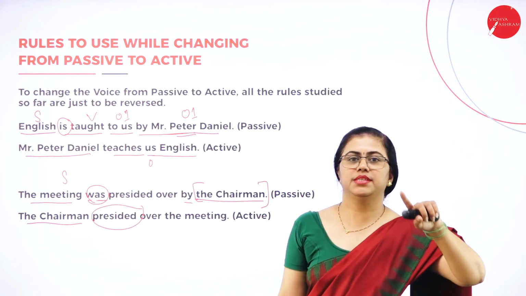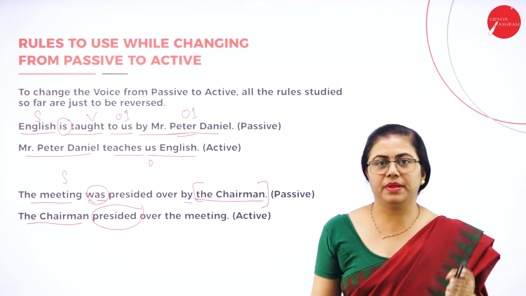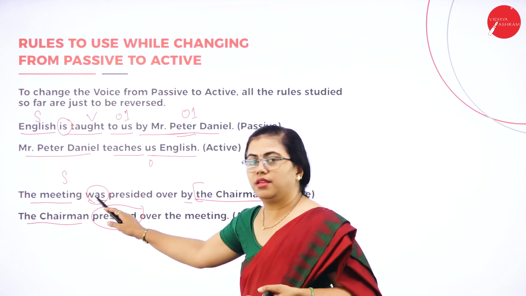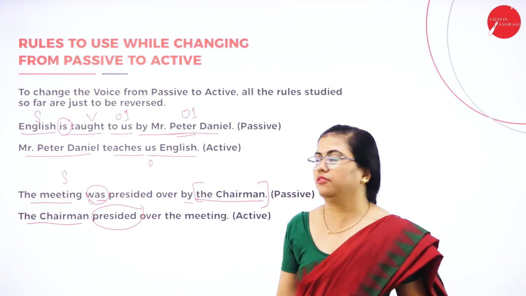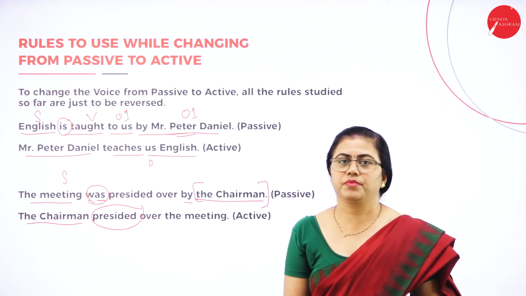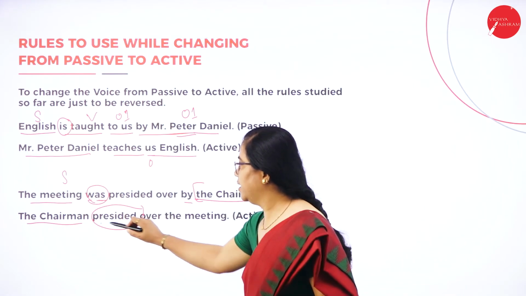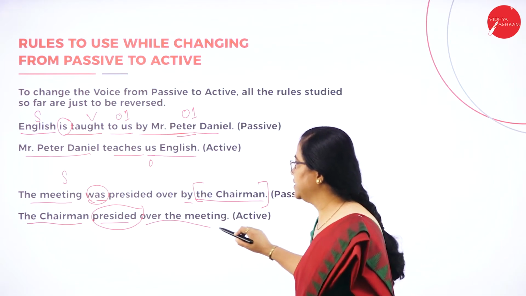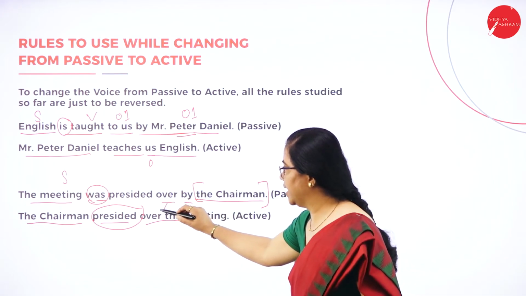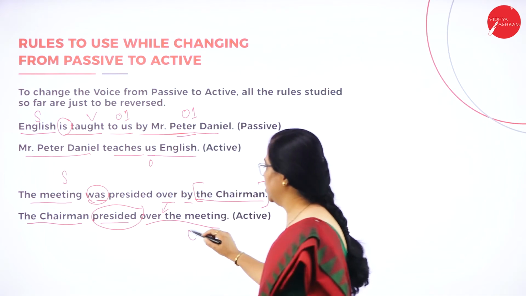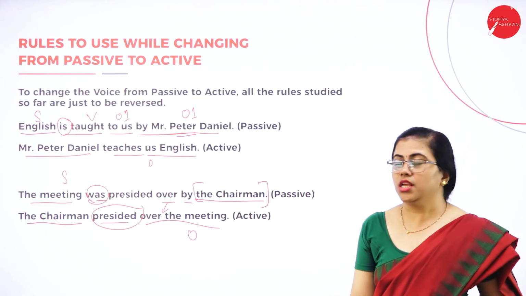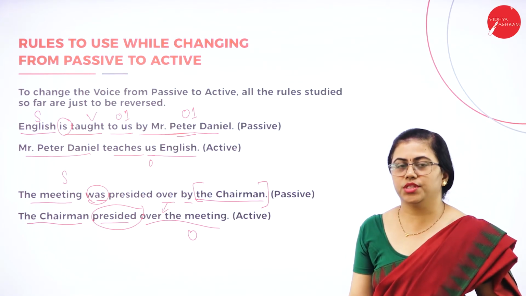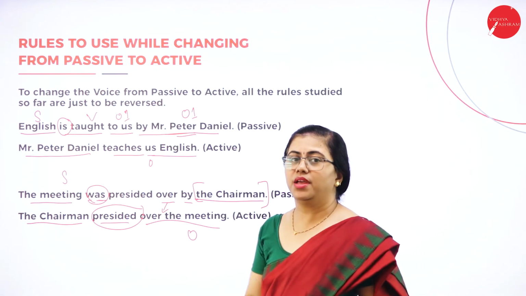Whenever you are changing from simple past active to simple past passive, then you add was. Whenever you are changing from passive to active, you remove was. Okay, you remove was and then just retain the word as it is. Presided over the meeting, over is retained as it is, then the subject will come to the object part. Okay, so this is how you change from passive to active form. Very easy.